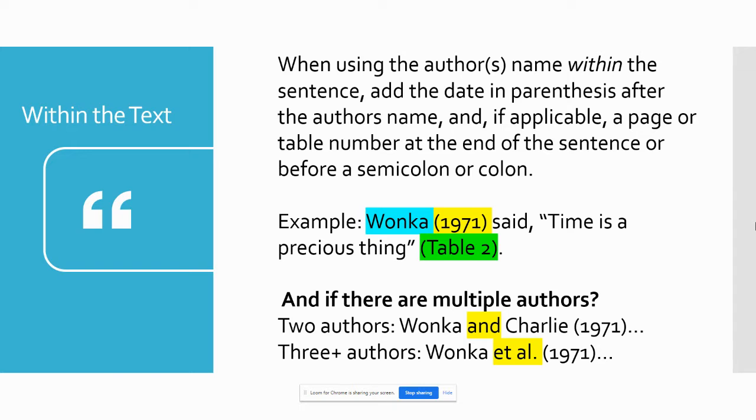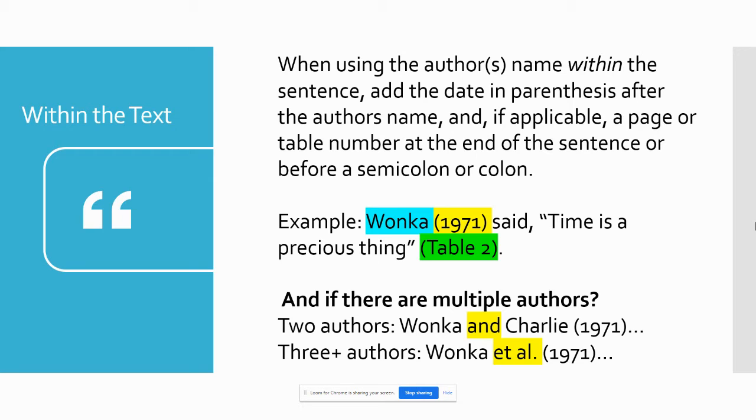There are two methods of writing an in-text citation. The first is within the text. If you choose to cite your source this way, make sure that you put the date of the source in parentheses right after the author's name or names. Finally, if you wish to add a page number, a necessary element if you include a direct quote, you should put it in parentheses at the very end of your sentence, right before the period, or before the subsequent semicolon or colon in your sentence.